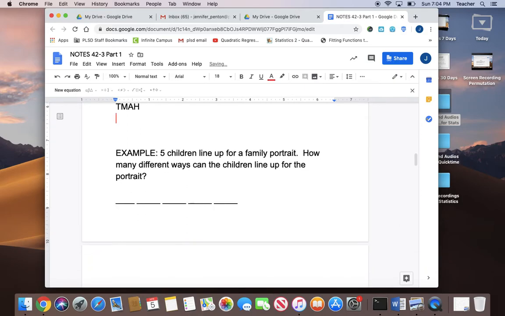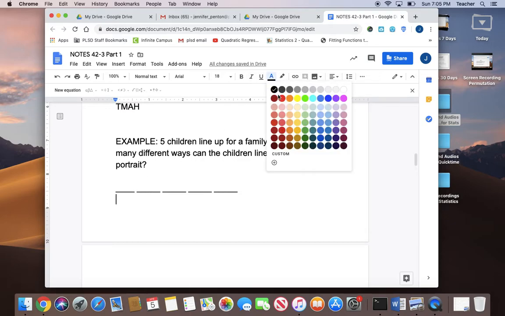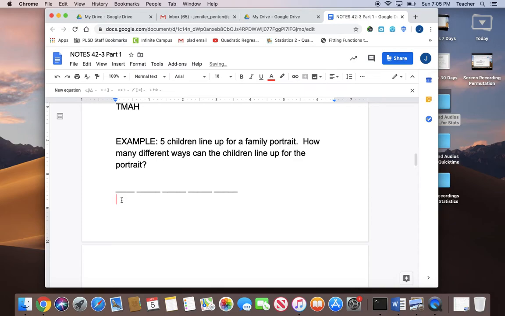This example says 5 children line up for a family portrait. How many different ways can the children line up for the portrait? Okay, so the same thing. If I'm the photographer, I have 5 children. I'm going to call one of them over to stand in that first place. And I have 5 choices for which child I pull over to stand in the first place.